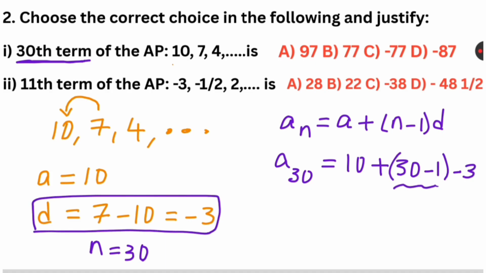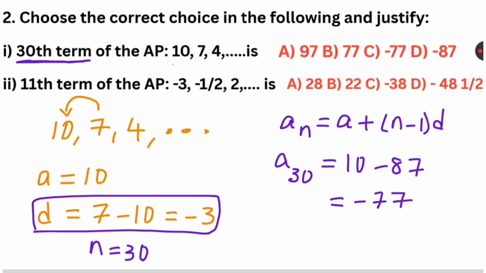Here 30 minus 1 gives 29. 29 times 3 gives 87. Here we have a minus, that's why let's write minus 87. So here we have 10 minus 87, which gives minus 77. So the 30th term is minus 77. That means option C is the correct one.